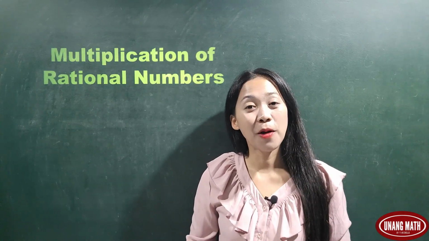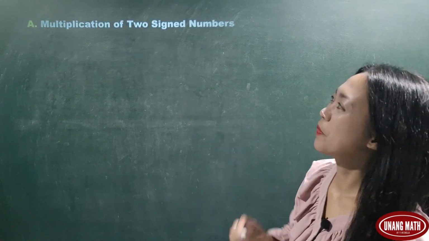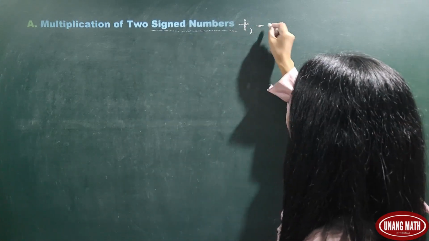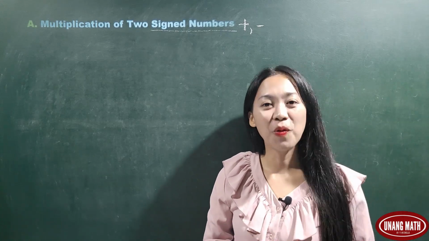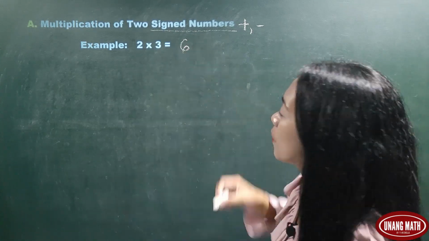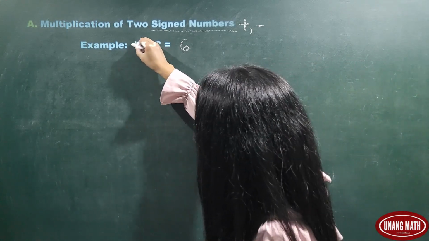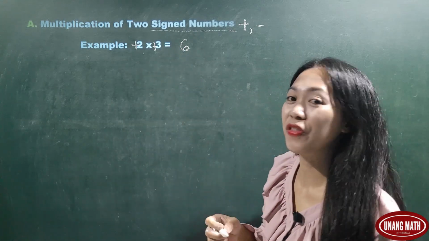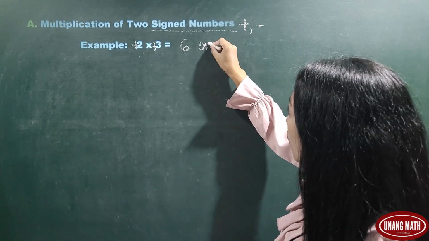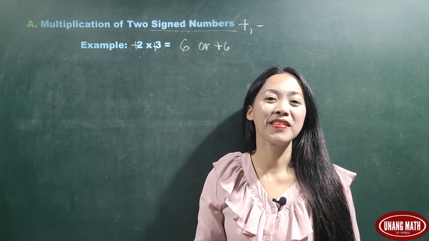To start the topic about multiplication of rational numbers, now I will explain how to multiply two-signed numbers. When we say signed numbers, these are positive and negative numbers. We know how to multiply numbers. Example, 2 times 3, and this is equal to 6. Actually, there is an omitted positive sign before 2 and before 3. So this is positive 2 times positive 3. This is equal to 6 or positive 6. It's just easy to multiply two positive numbers.